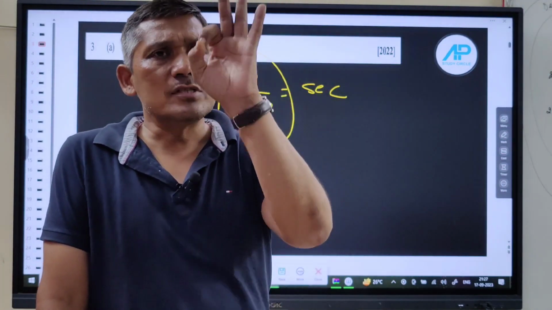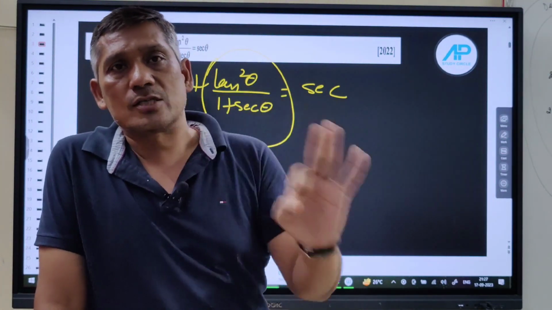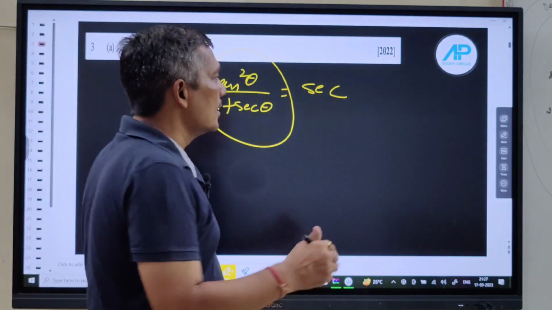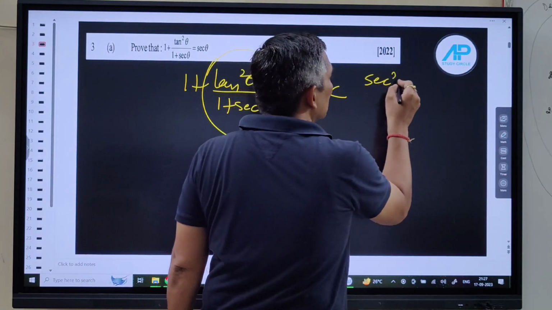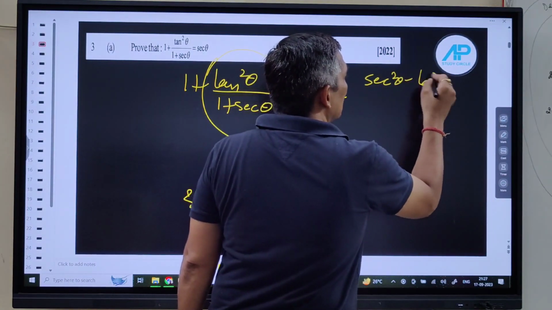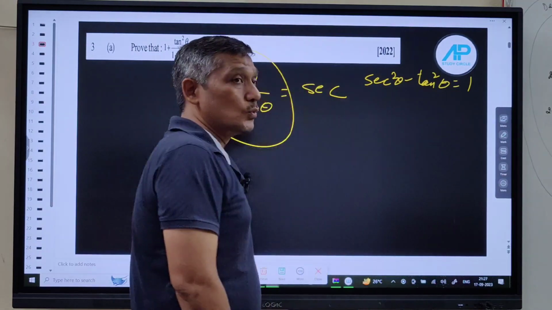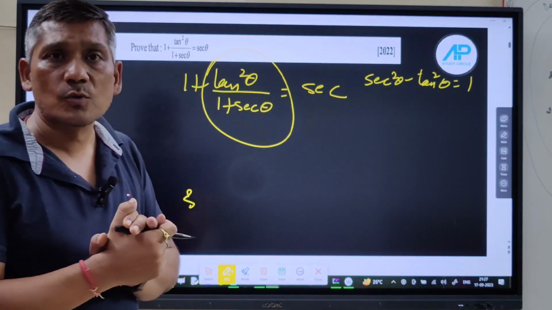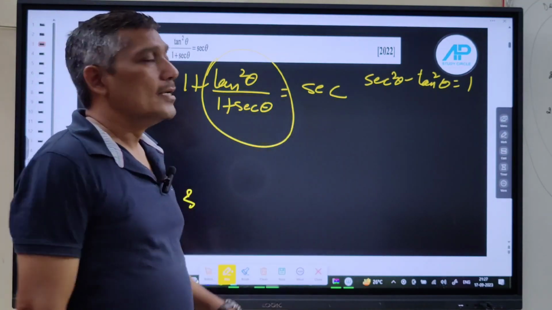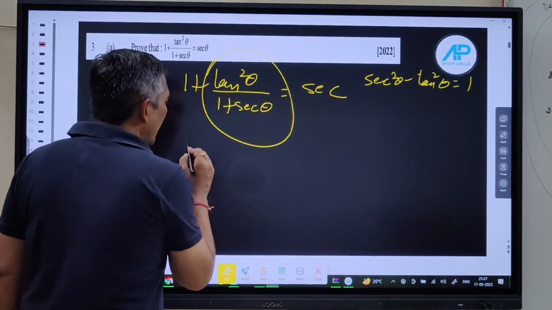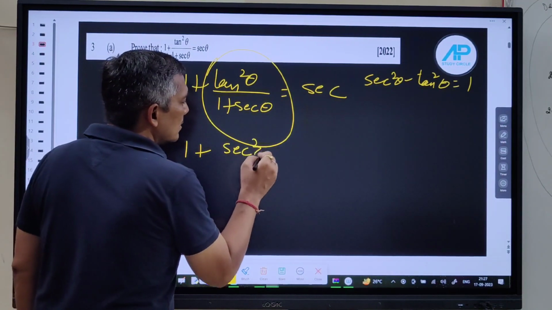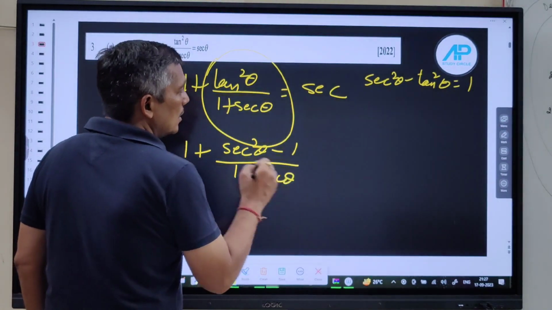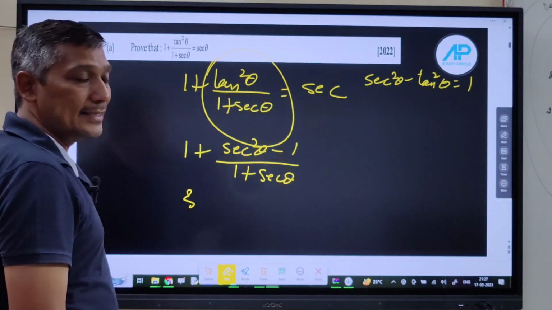So recall, when you see tan theta in the question or tan square in the question or sec square in the question, the identity is sec square theta minus tan square theta equals to 1. So sec square is 1 plus tan square theta and tan square is sec square theta minus 1. I can write down here sec square theta minus 1 upon 1 plus sec theta.